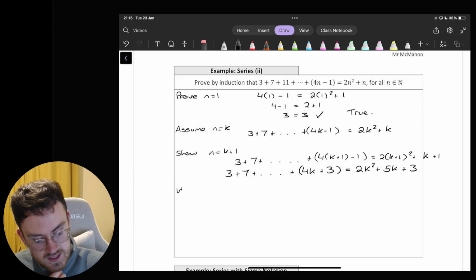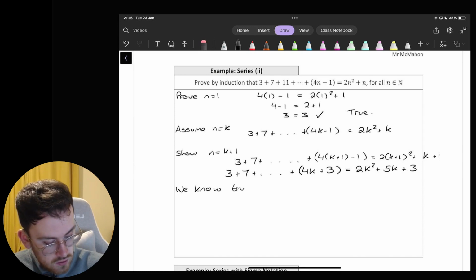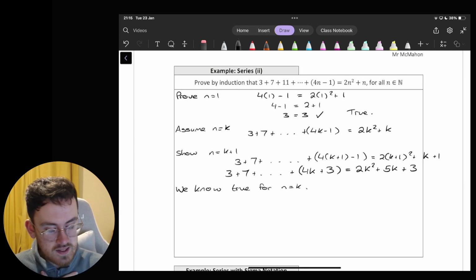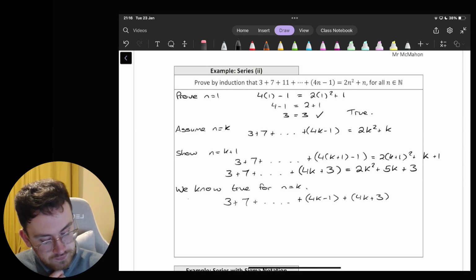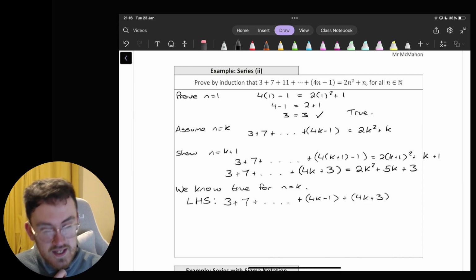Same idea again. Each of these types of proof by induction has a little trick to them, and this is the trick for the series. We already know that it's true for n equals k. So we can rewrite my sum here, but include the previous term. The previous term was 4k minus 1, and then the next term in the sequence is 4k plus 3. And we're focusing again on the left-hand side.